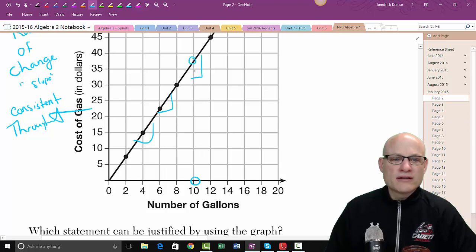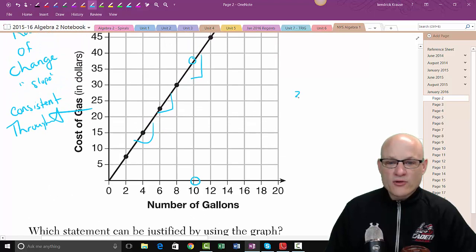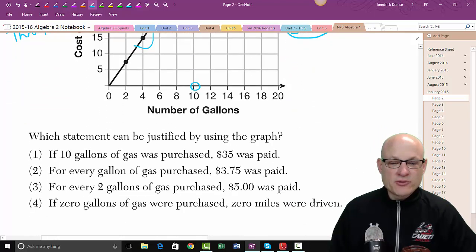Nope. That's like $37.50. Ooh, that's going to become important. Wait, $37.50 for 10 gallons of gas. Doesn't that mean that's $3.75 a gallon? That might come in handy later. Every gallon of gas was $3.75. See what I'm saying? I think that's the answer.